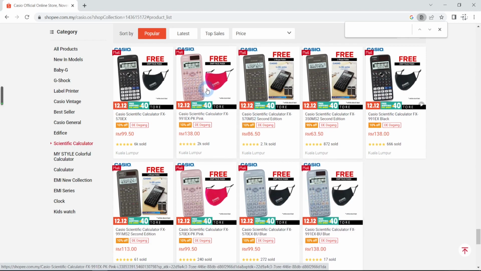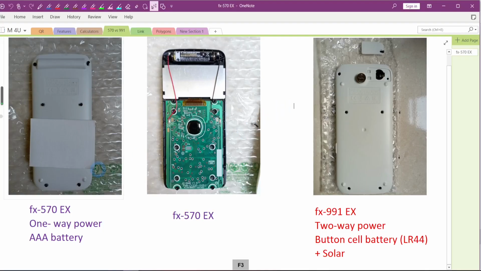Let me show you some other differences between these 2 calculators. For the FX570EX, this is one-way power. You can only use battery. The battery used is an AAA battery. If you want to replace the battery, you need to take out 6 screws. 1, 2, 3, 4, 5, 6.